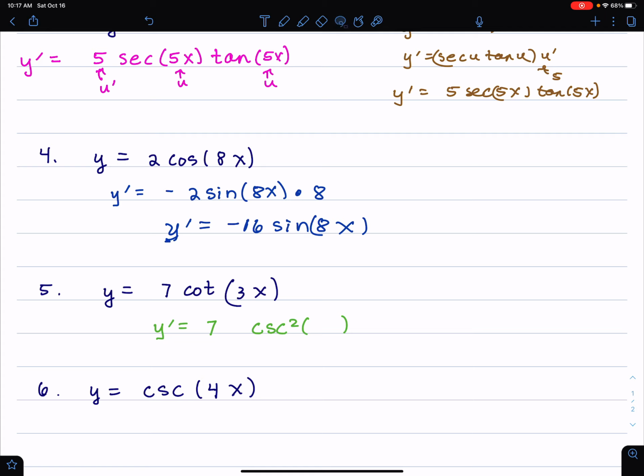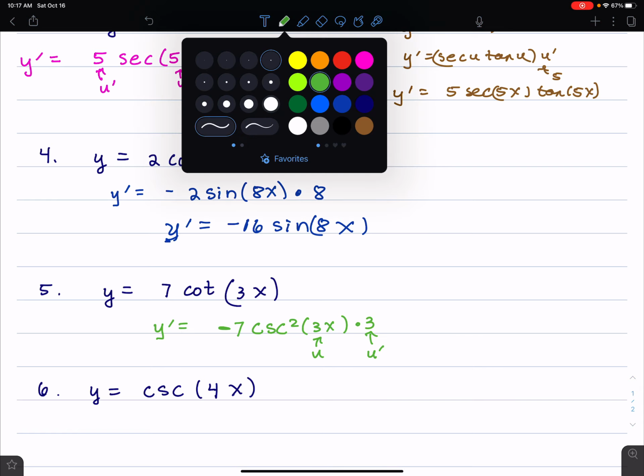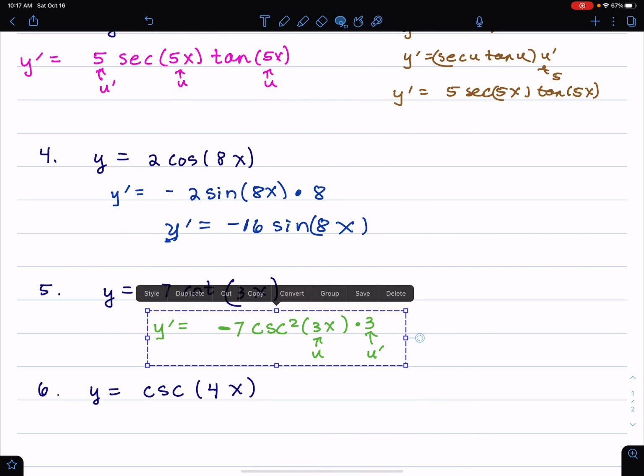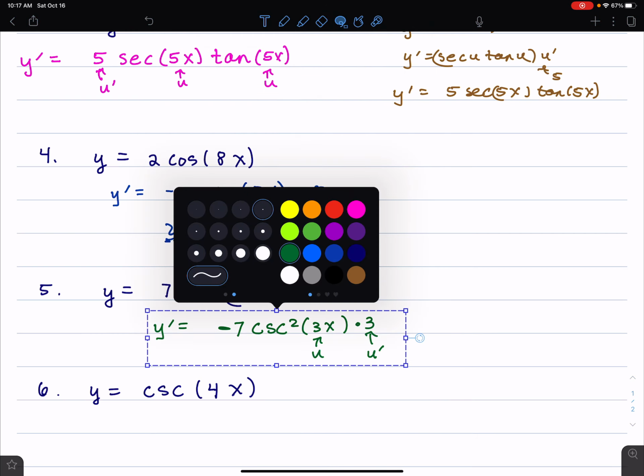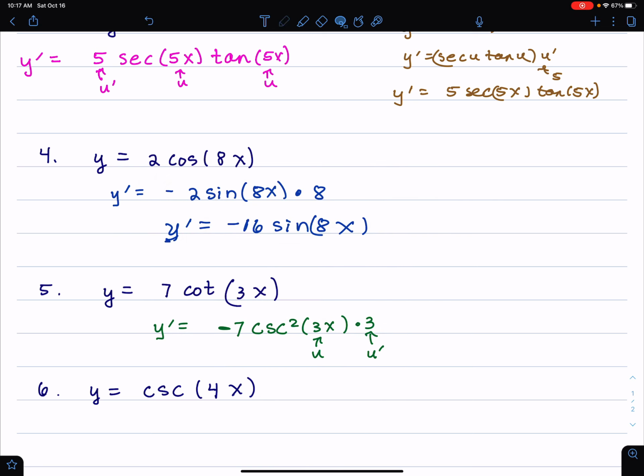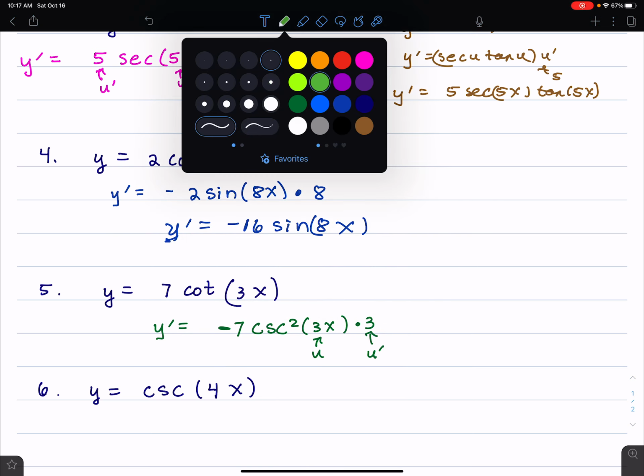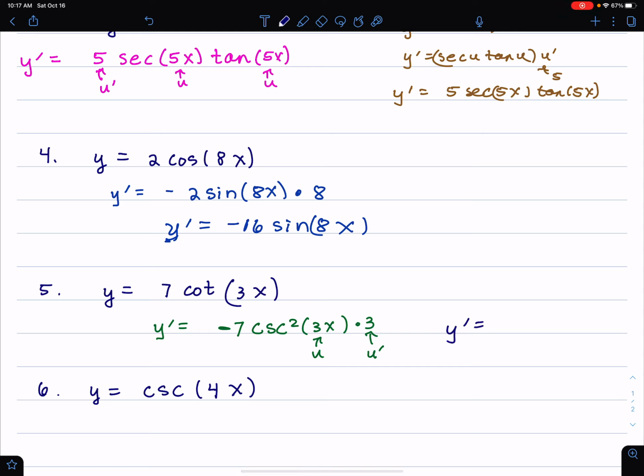Where can I put the negative? Why don't I put the negative way out here? Like, there's the negative. Negative cosecant squared u. U, again, is 3x. Multiply by the derivative of u, which is 3. Actually, all along, this may be too light, right? So, put a dark color there. Okay, so then let's write that y prime is equal to negative 21 cosecant squared 3x.